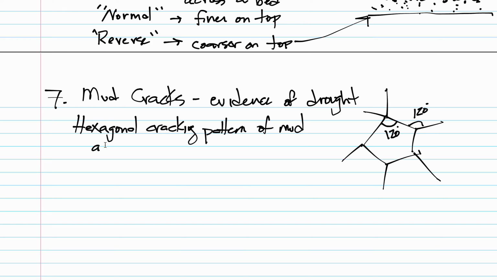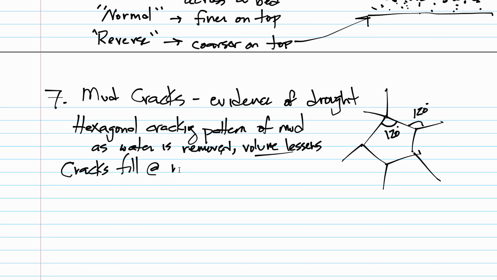As water is removed, sure. The reason why I hesitated there is because, yes, water's removed, but then also what's happening is that volume's going down. Volume lessens. And as volume lessens, then we have to have the cracks form. Anyways, that's how it's all related. And then what ends up happening is the next flood will come through, sediment will fill those cracks, and will preserve it in the rock record. So then cracks fill at next flood or water rich period. And so then this can also get preserved in the rock record and provide this evidence of drought.